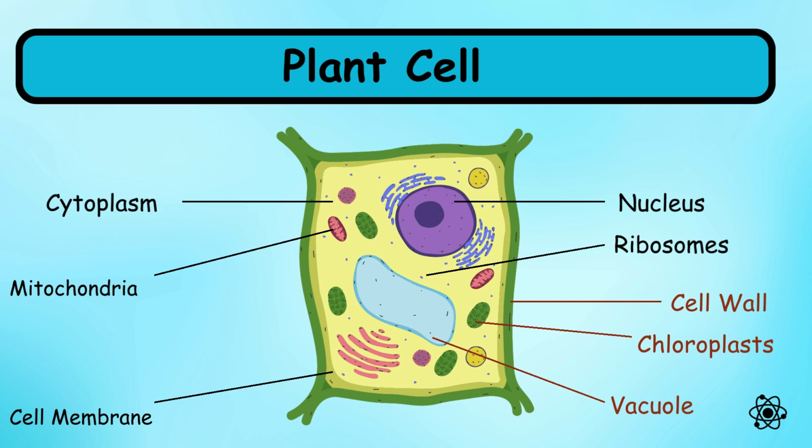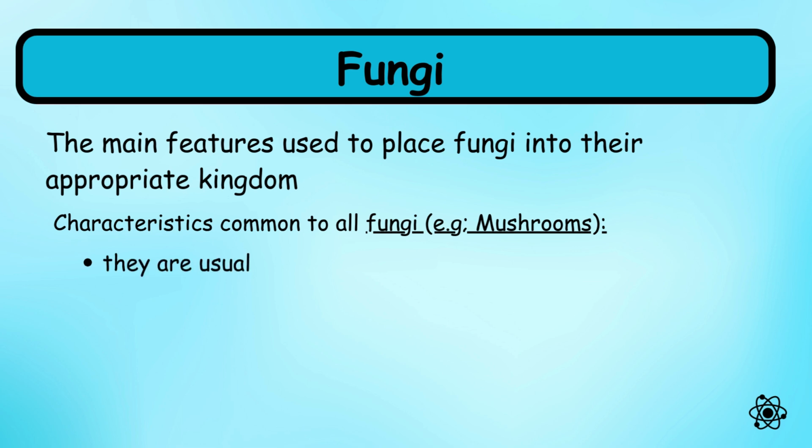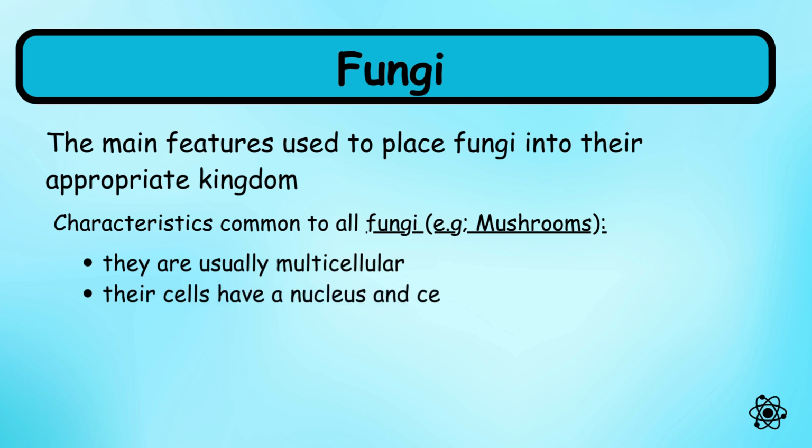This is a picture of a plant cell. You might notice that in addition to what an animal cell has, a plant cell has a cell wall and chloroplasts as well. Next, let's take a look at the main features that help to place organisms into the kingdom of fungi. A mushroom is an example of a fungus.